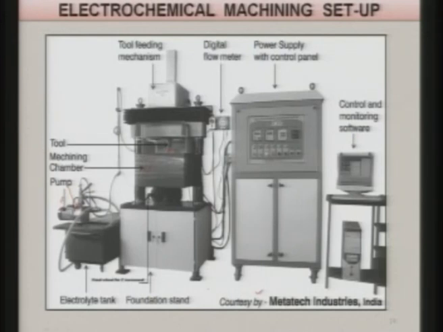This is the tool holding device which is shown over here, and then you have the tool feeding mechanism which is moving the tool up and down. Then there is a digital flow meter which will show you the flow rate of the electrolyte, and then power supply with control panel over here, and you can control some of the parameters with the help of the computer. So, you have control and monitoring software computer there. This machine at present costs around between 15 to 20 lakhs of rupees.